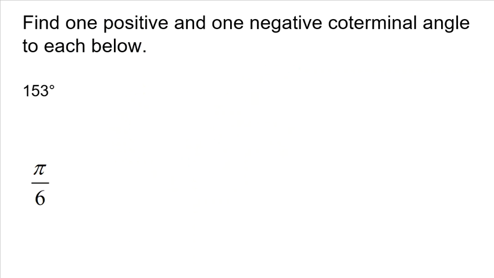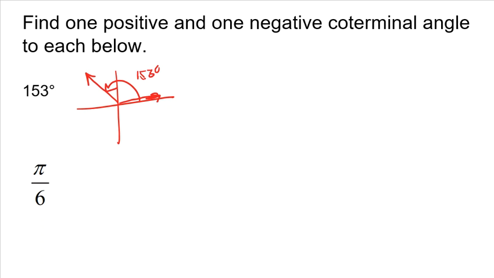So let's do a couple of examples to show you how easy this is. Find one positive and one negative coterminal angle to each below. You don't have to, but sometimes drawing a picture does help. So 153 degrees would be somewhere over here in quadrant 2. It started on the x-axis and went all the way over here, 153 degrees.